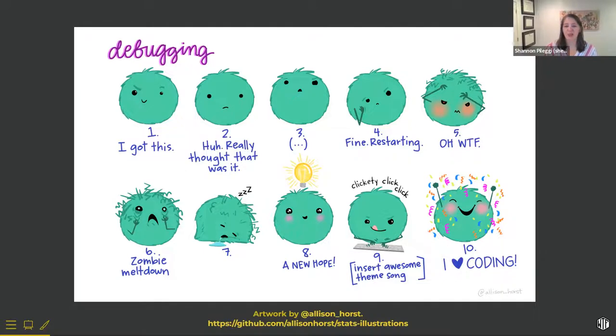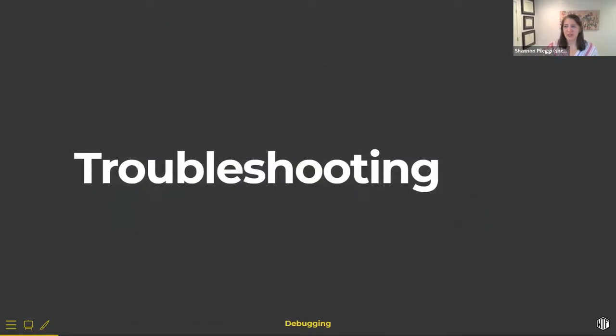But we're also going to be talking about proper debugging tools in this workshop. So first, we have to start with our basics. When something goes wrong in R, the first thing we do is a certain amount of troubleshooting before we get into those debugging tools. And I want to make sure you all know those best troubleshooting steps that you can take.